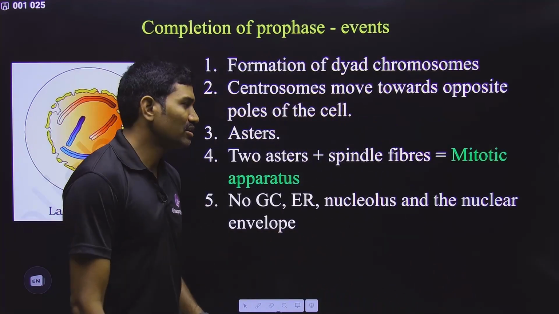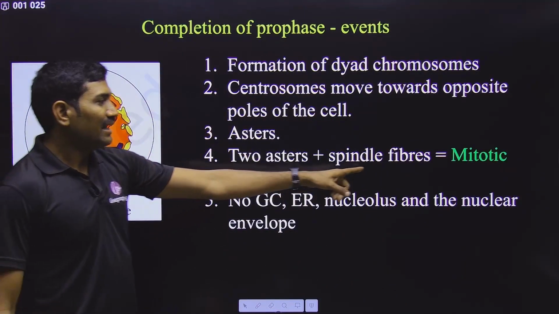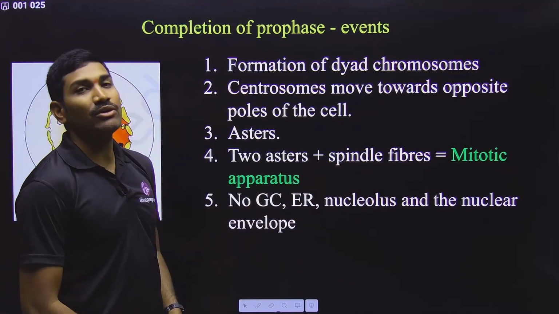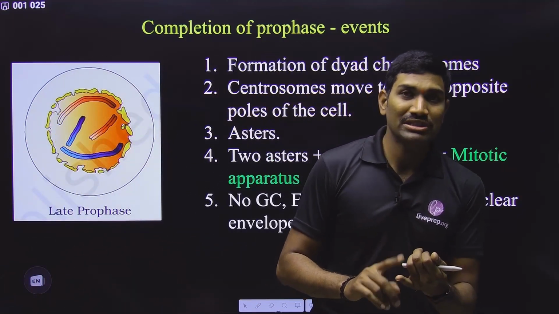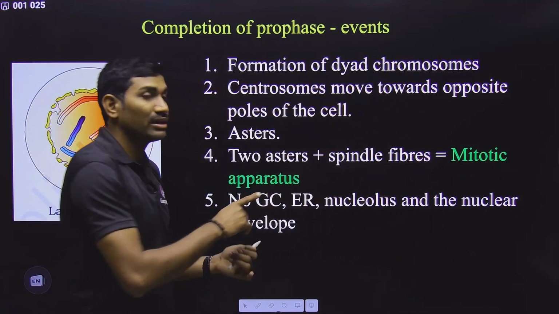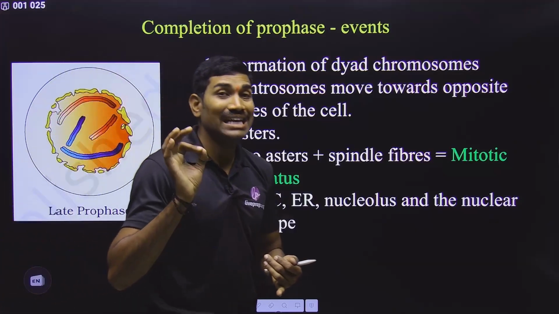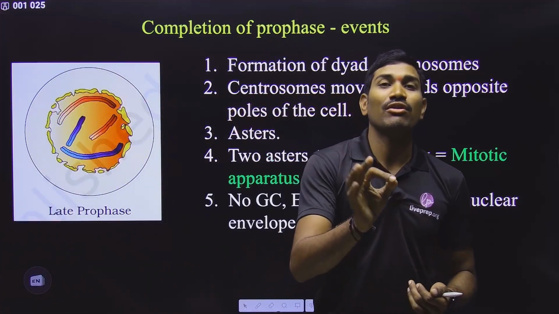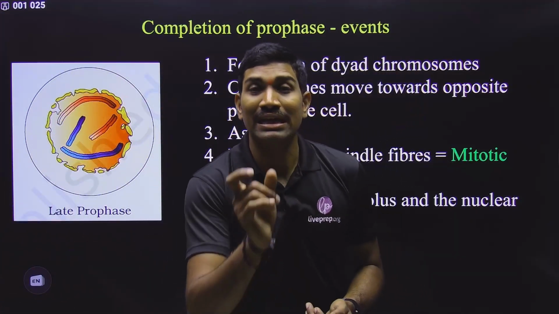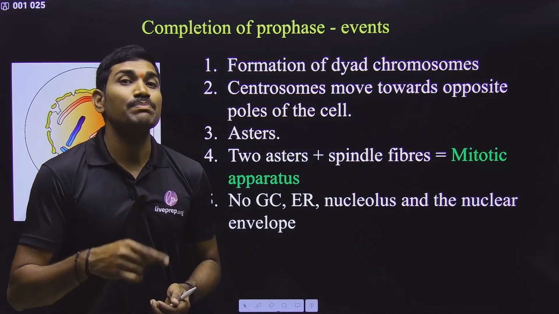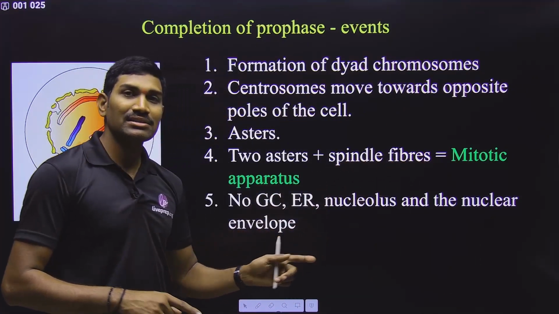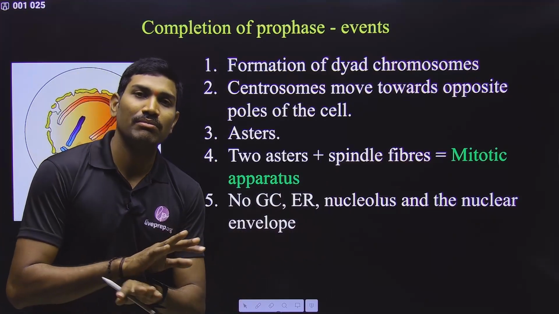That's the point I wanted to tell you. Next important point is, in the NCERT they used a word called mitotic apparatus. You need to understand this. In the cell cycle and cell division chapter, they used the word mitotic apparatus. But in the cell chapter, under the heading of centrosome and centrioles, they used the word spindle apparatus. So mitotic apparatus and spindle apparatus are both the same.